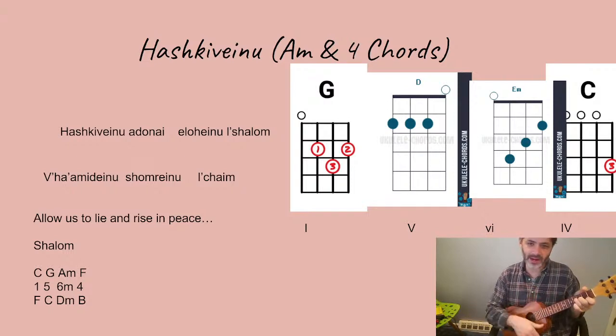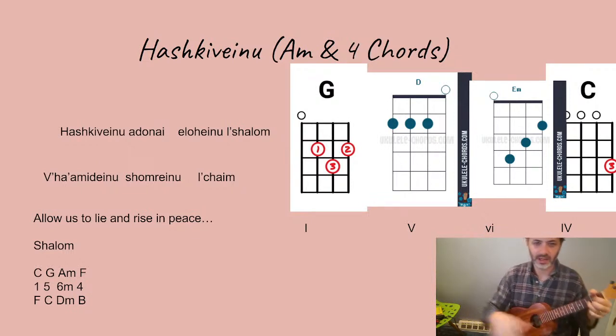Shomrei. E minor, now C. Back to G. Now D. E minor, and C. End on G. Okay, how did that feel for everyone?